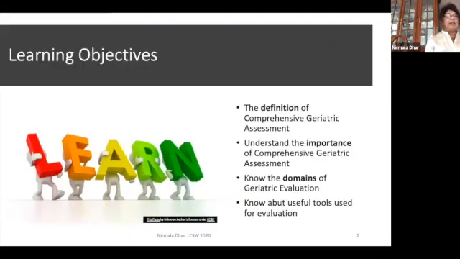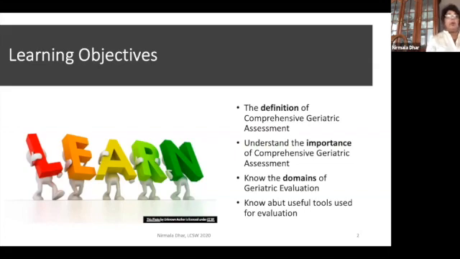So my learning objectives, by the way, Leonardo da Vinci said, learning never exhausts the mind, and I am a firm believer in lifelong learning. My learning objectives for today are: what is the definition of a comprehensive geriatric assessment? So it's a kind of assessment. My hope is that you will understand the importance of such an assessment. You will know what are the core domains of a comprehensive geriatric assessment. You will learn about useful tools that are used in your evaluation.